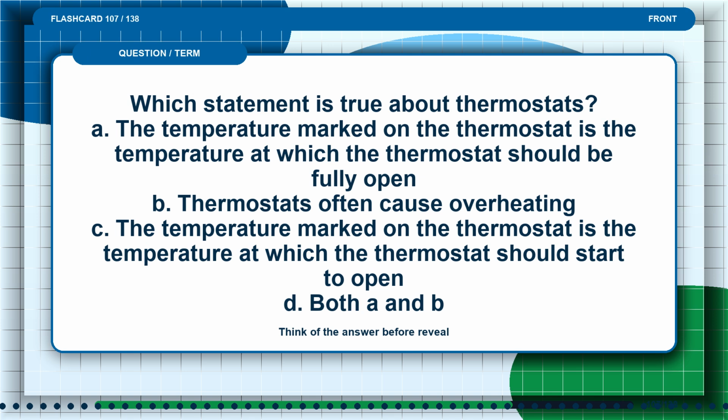Flashcard 107. Which statement is true about thermostats? A. The temperature marked on the thermostat is the temperature at which the thermostat should be fully open. B. Thermostats often cause overheating. C. The temperature marked on the thermostat is the temperature at which the thermostat should start to open. D. Both A and B. Pause and think of the answer before the reveal.